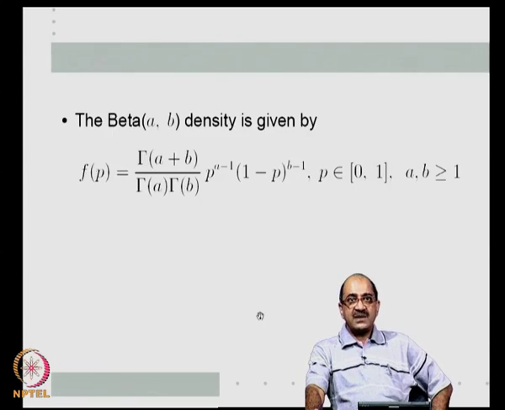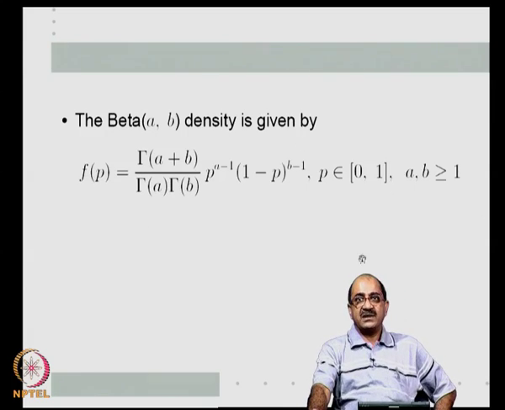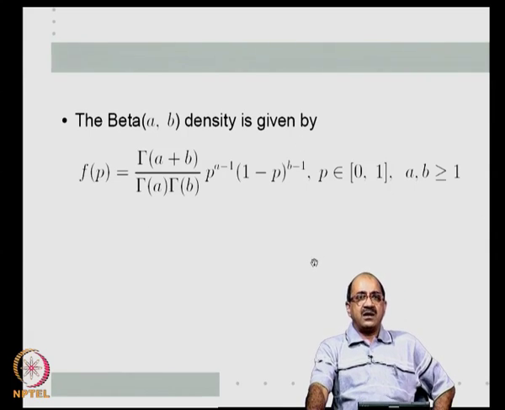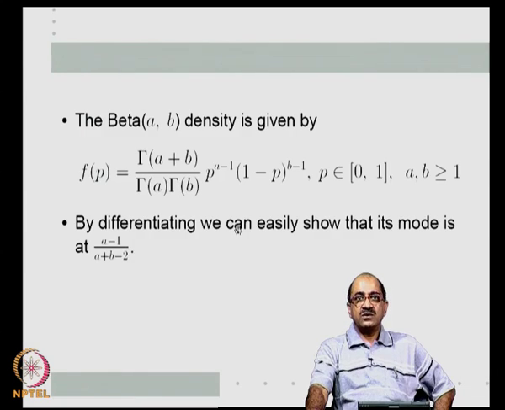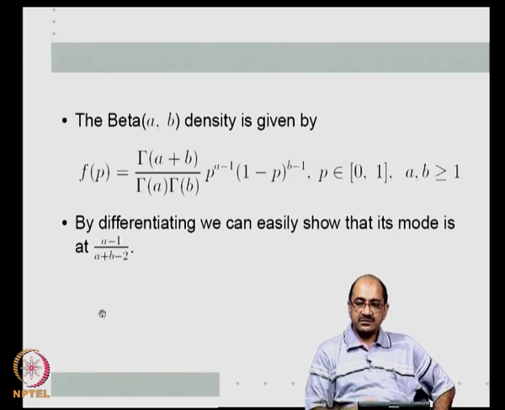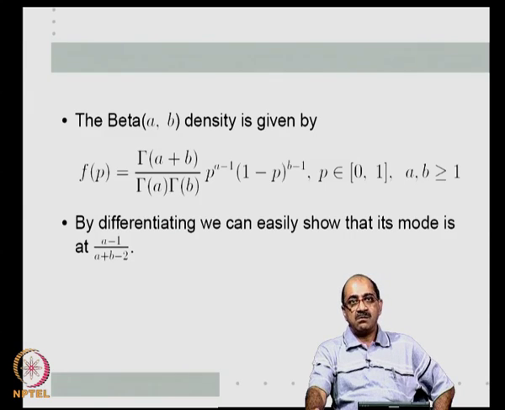Okay. There are some interesting things about the beta density. This is the beta density. Suppose I want the mode of the beta density. That means, I want the value of p at which f p is maximum. That is very simple. You differentiate this with respect to p and set it equal to 0. Using that, one can easily calculate that the mode occurs at a minus 1 by a plus b minus 2. Once again, if a is equal to 1 and b is equal to 1, this is an undefined quantity, 0 by 0. Obviously, the uniform density has no mode.